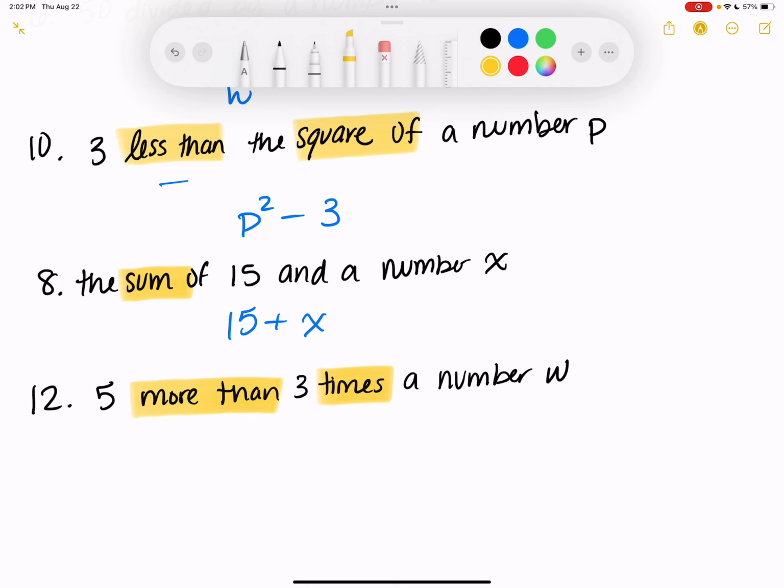It's 5 more than 3 times a number. Okay, so that implies from order of operations, I need to do the 3 times a number first. So it's going to be 3 times w, and it says 5 more than that, so plus 5.